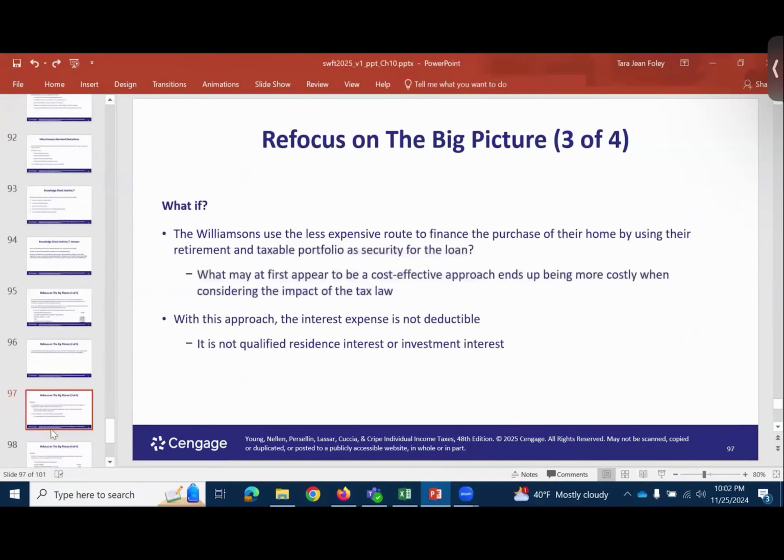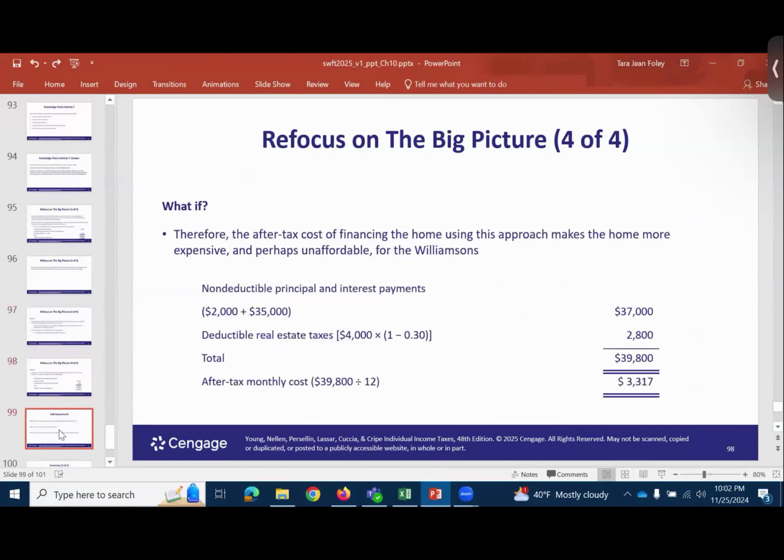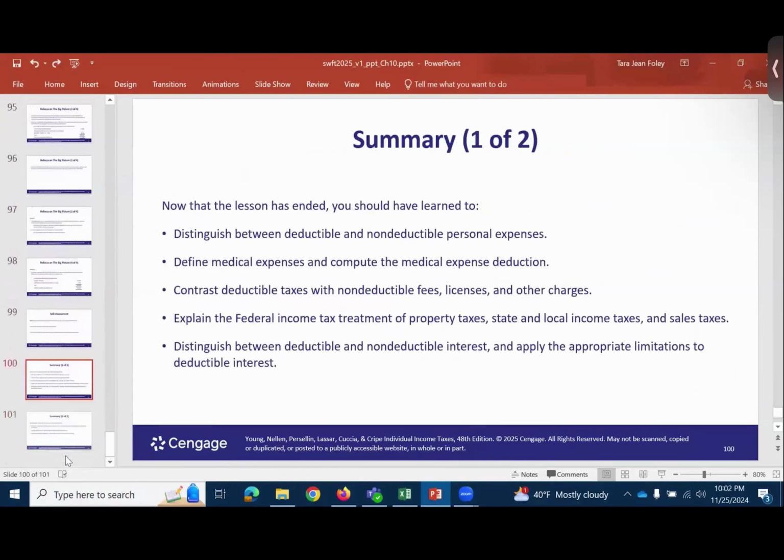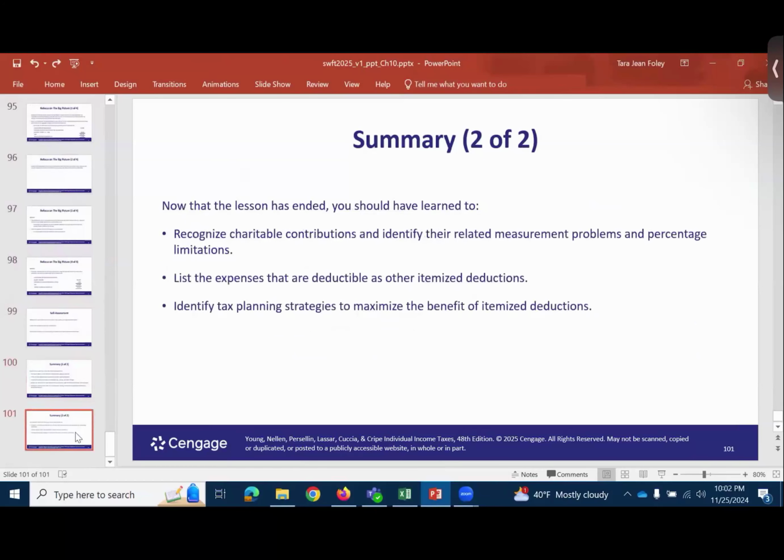What if they, and here's some changes, what if you can read those what ifs. Okay. And then there's some more summaries there.